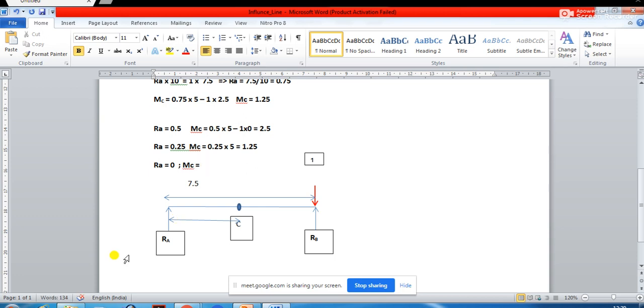So when the RA is equal to 0, 0 multiplied by this distance. If you do 0 multiplied by this 10 meter, and there is no load acting between this point A and C, this is going to be 0 into 10, which is equal to 0. Should be very clear about it.